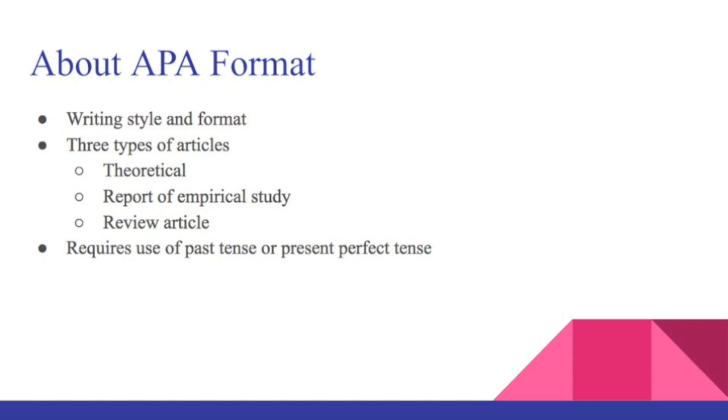Theoretical draws on existing research to examine a topic. Empirical introduces the hypothesis/purpose of testing, method used to conduct the research, report results, and discuss implications. Review article is a critical evaluation of a published article, book, or set of articles on a common topic. APA format requires you to use past tense or present perfect tense.